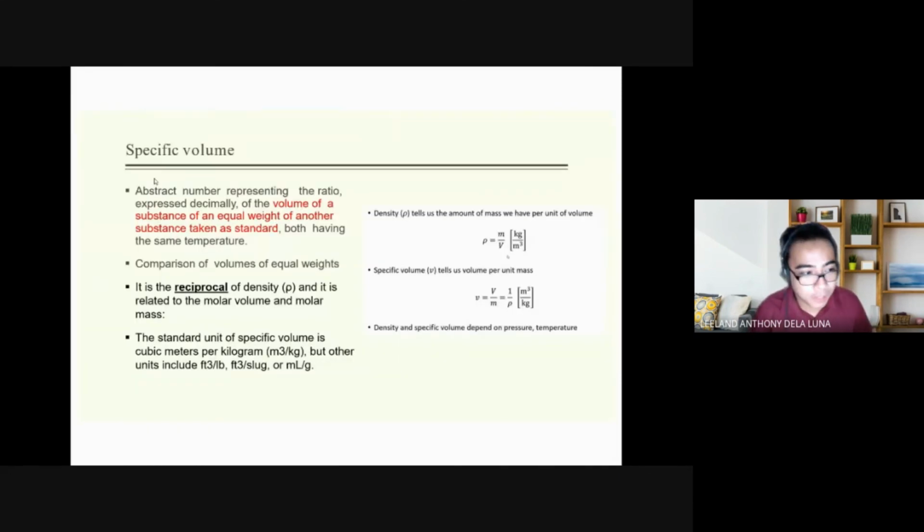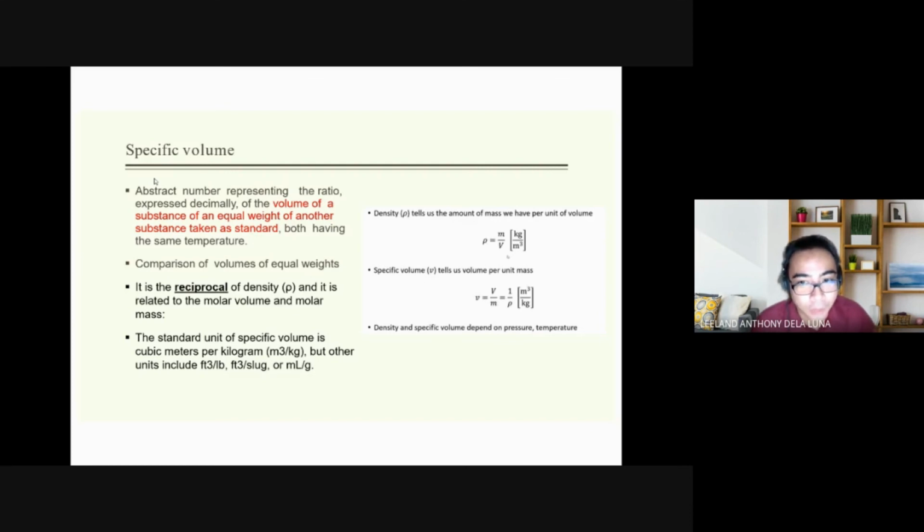So, specific volume, class, is simply an abstract number representing the ratio, expressed decimally, of the volume of a substance to the volume of an equal weight of another substance taken as standard, both having the same temperature. Now, usually, class, it is just a comparison of volumes of equal weights, right? So basically, class, para hindi lang natin makalimutan kung paano ba mag-compute ng specific volume, it's simply the reciprocal of density. Okay? What do we mean by this?